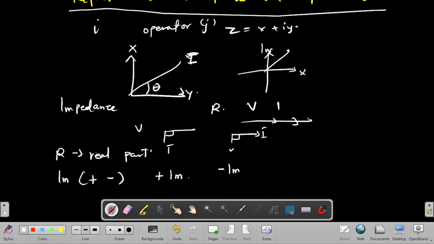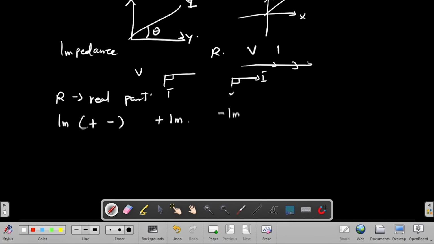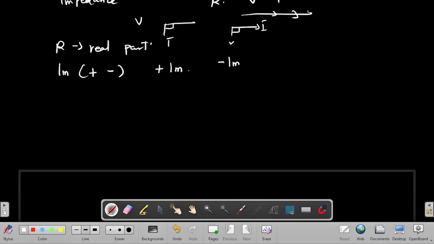So if we are looking at impedance representation, the real part will be represented as a resistor or resistance. Then our capacitive reactance will be represented as negative imaginary parts, and positive imaginary parts represent the inductive reactance. So let's see an example here.